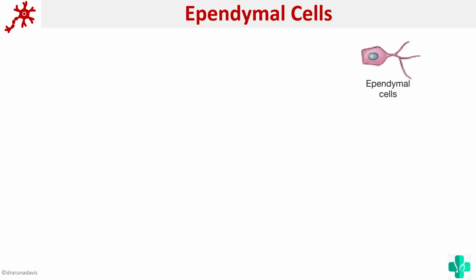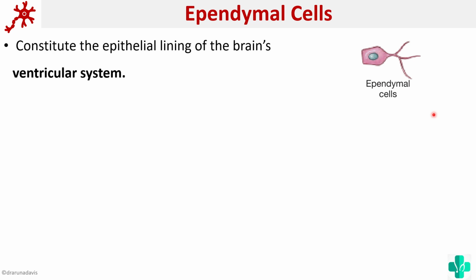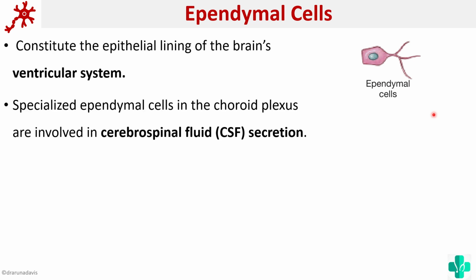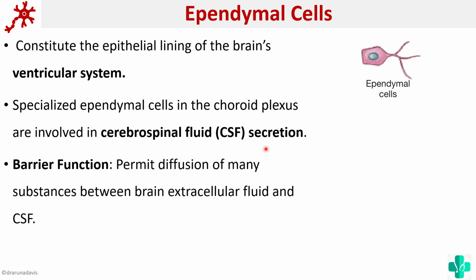The last type is ependymal cells, which are basically present in the ventricular system of the brain. They are involved in the production of the cerebrospinal fluid, or CSF secretion. We have specialized ependymal cells present in the choroid plexus that help in CSF secretion. They also have a barrier function which permits diffusion of many substances between the brain extracellular fluid as well as CSF. Thus we've seen the microglia and the macroglia.